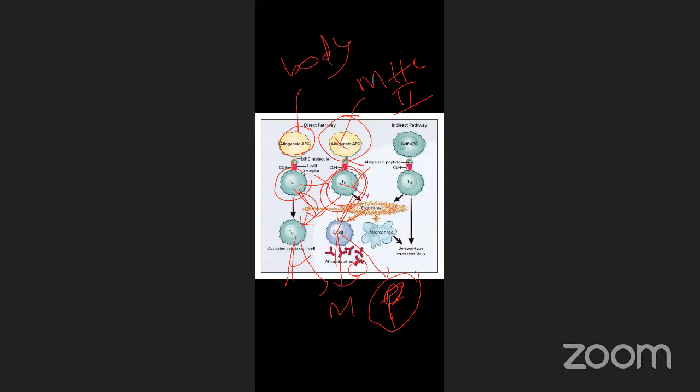Another one is rejection. The rejection mechanism we will discuss tomorrow, in the next class. What is rejection? What is the rejection mechanism? What are the types? What are the cells involved in the rejection mechanism? We will talk later. If you have any doubts, just ask me.